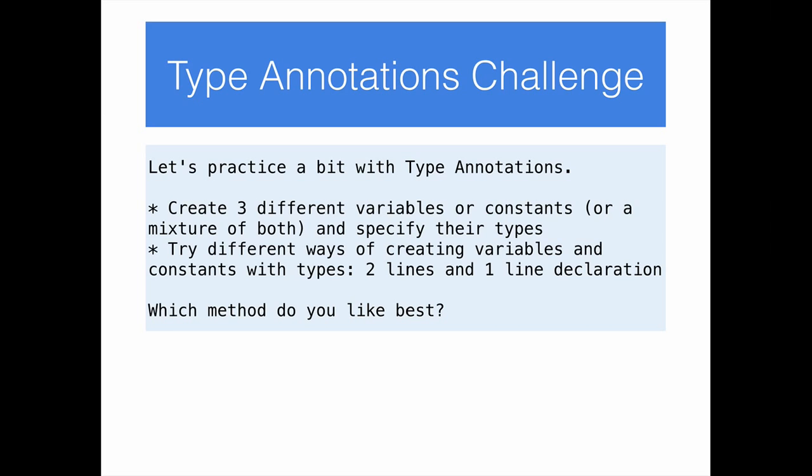Okay, so we have a challenge here, type annotations. We would like you to practice with type annotations by creating 3 different variables or constants, or a mixture of both, and specify their types. Also, if you're up for it, try different ways of creating variables and constants with 2 lines or 1 line declaration. Figure out which method you like best.